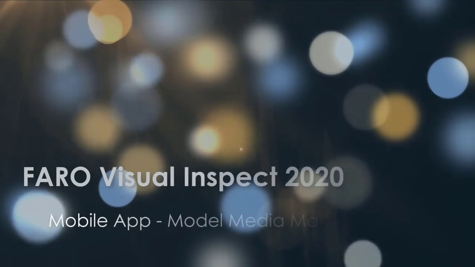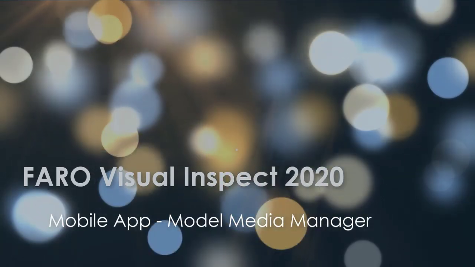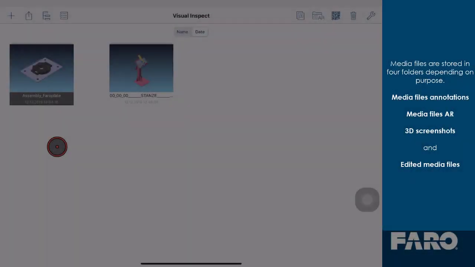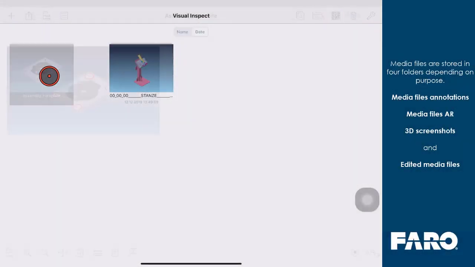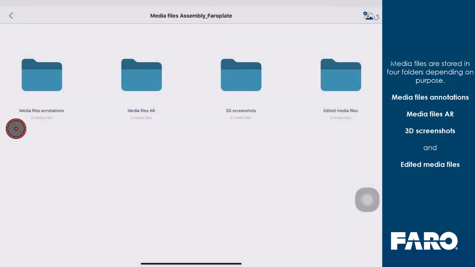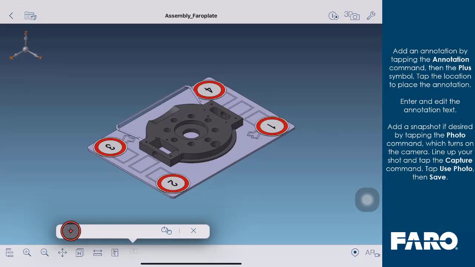FARO Visual Inspect 2020 Mobile App Model Media Manager. Media files are stored in four folders depending on the purpose: Media Files Annotations, Media Files AR, 3D Screenshots, and Edited Media Files. Add an annotation by tapping the annotation command, then the plus symbol.